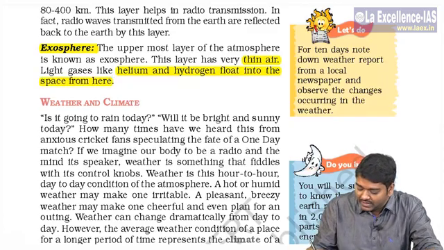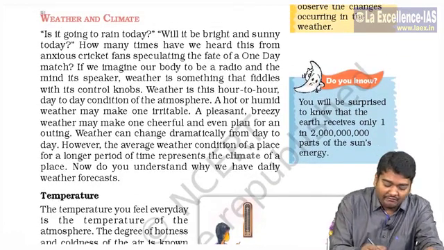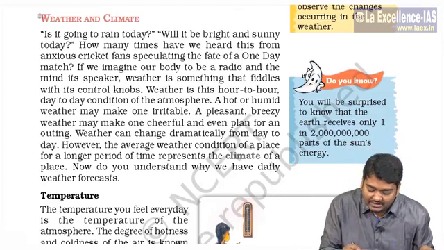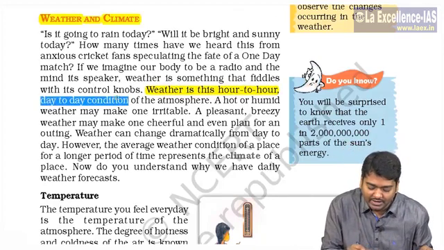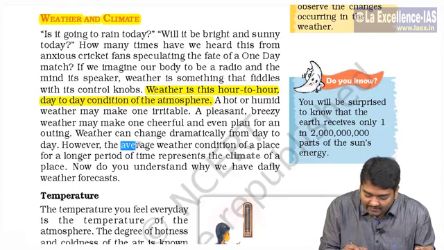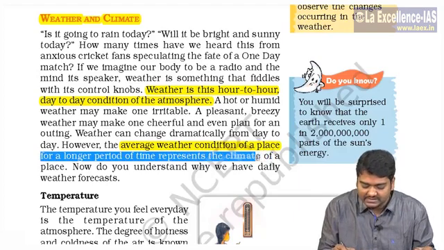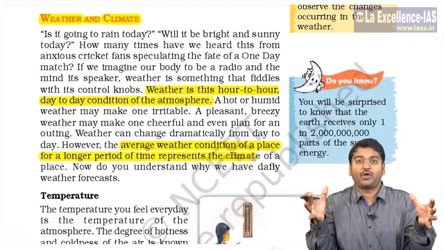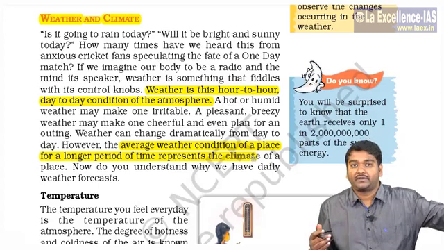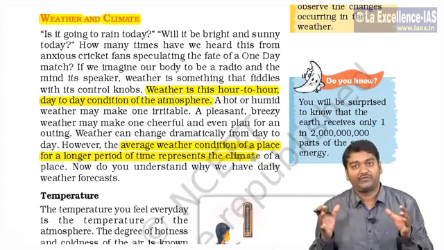Then it is very important for us to look at some of the basic definitions of weather and climate. You should be knowing that weather is the hour-to-hour or day-to-day condition of the atmosphere. But when we talk about the average weather conditions of a place for a longer period of time, it represents climate. Weather is a short phenomenon on a particular place, climate, longer period. Average of this is climate. So these two are very, very important for us.